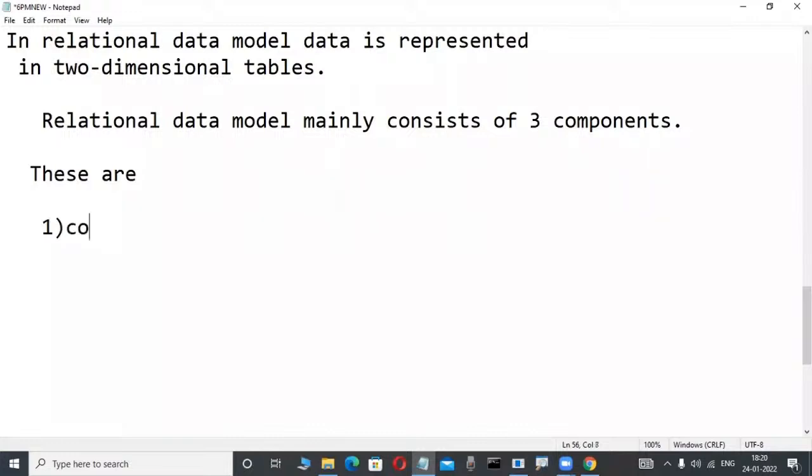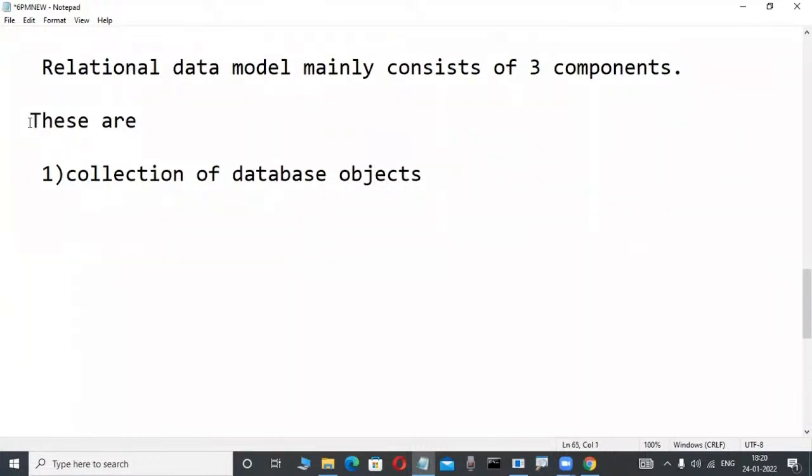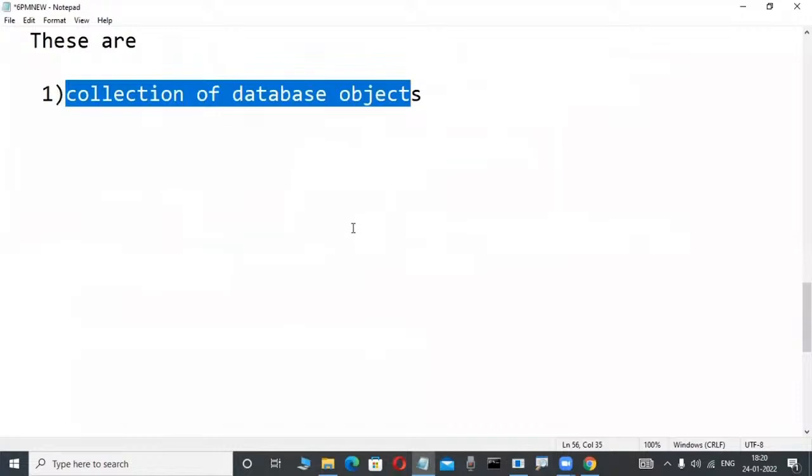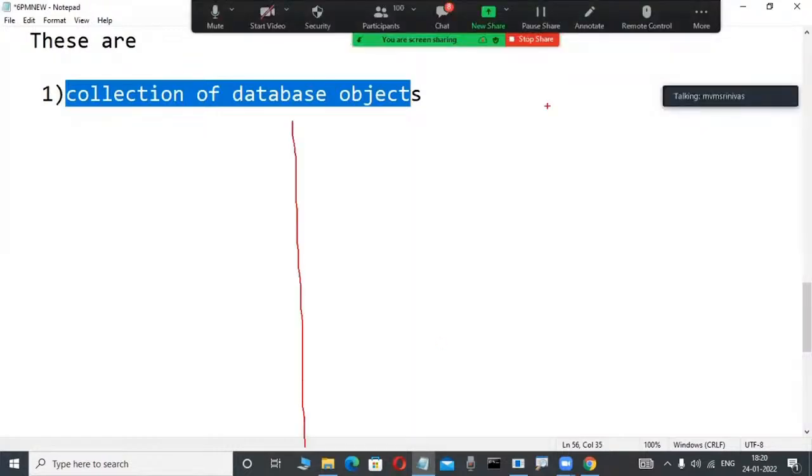A simple collection of database objects. In software like Oracle, SQL Server, and DB2, a collection of database objects is available. We learn this daily. Observe slowly: a relational data model mainly consists of three components. What is the first one? Collection of database objects, which is dead easy. Even if you are a first-time newcomer, you can understand. Suppose you are learning an Oracle course, for example.